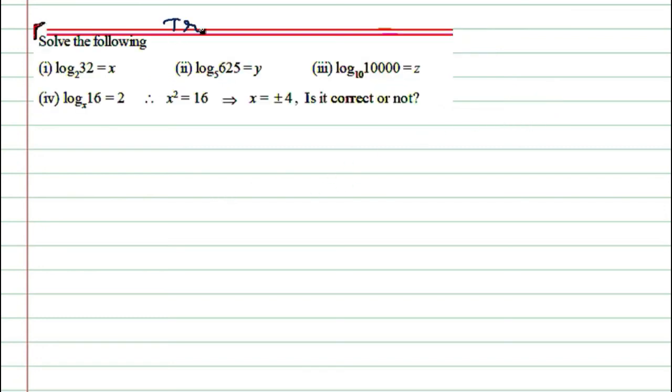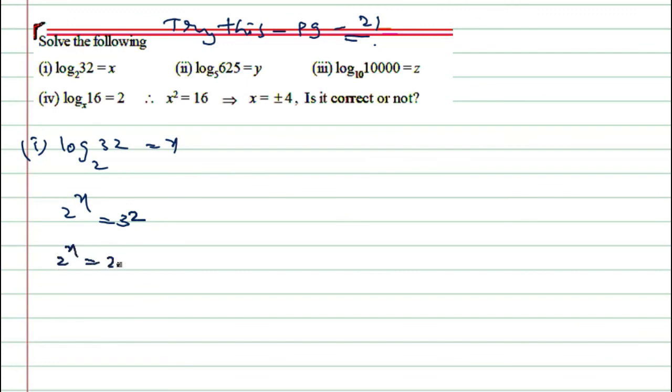Next, try this. This is page number 21. So solve the following. The first one is log 32 to the base 2, which is equal to x. So we are going to find the x value here. First convert this logarithm to exponential form. So 2 power x is equal to 32, which we can write as 2 power 5. If bases are equal, then powers are equal, therefore x is equal to 5.